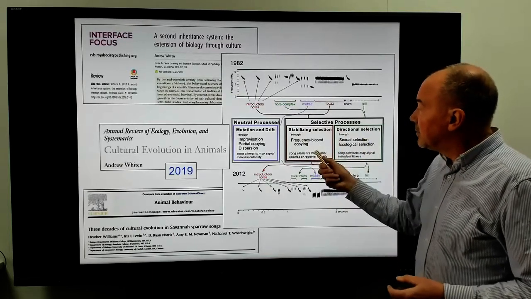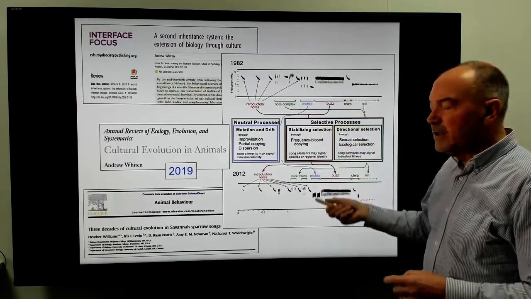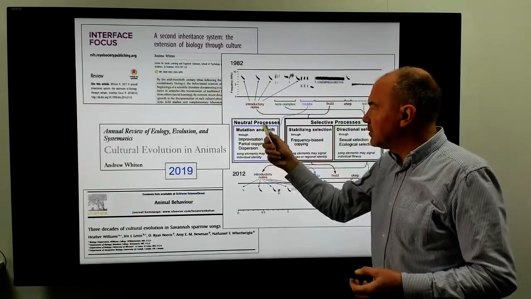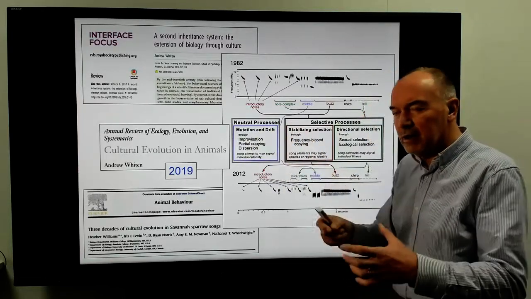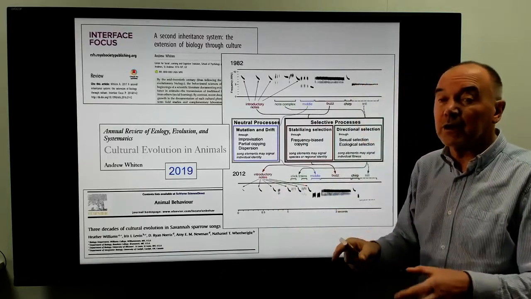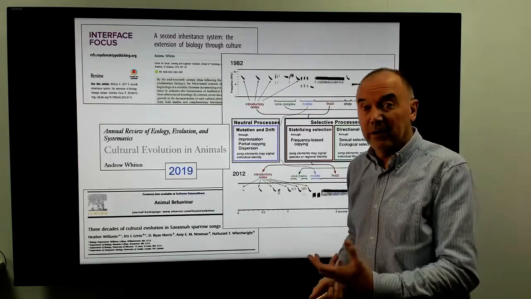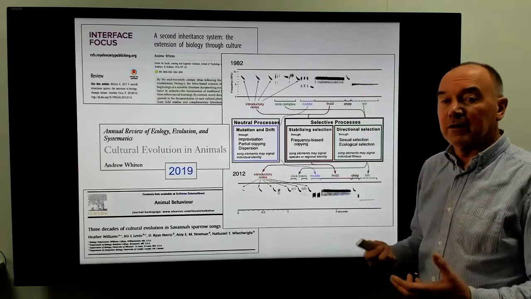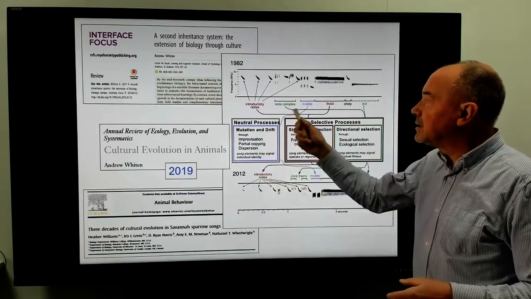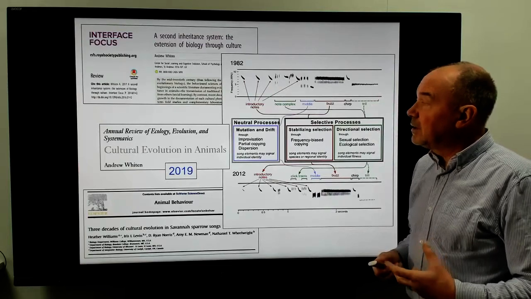But then the third process is stabilizing selection. Some parts of the song stayed more similar over this period than one would expect through the processes of mutation and drift, suggesting that there are actually certain factors holding those features constant, and those might be the ones that signal, well, I'm a savanna sparrow, which is important to keep saying loudly and clearly and perhaps in the same way.